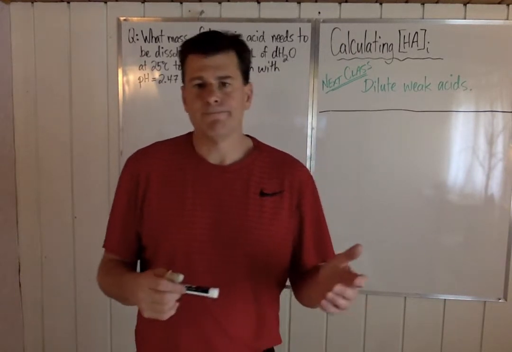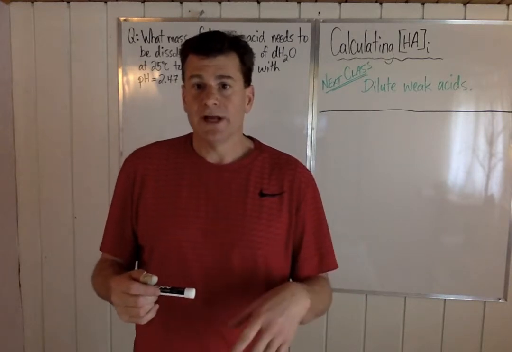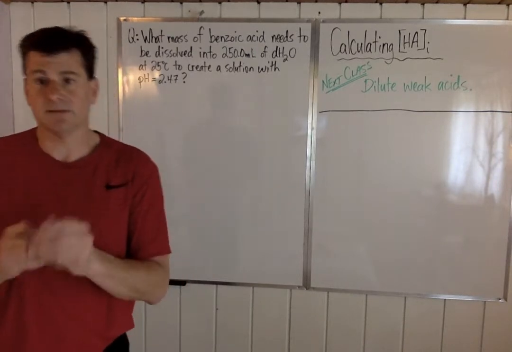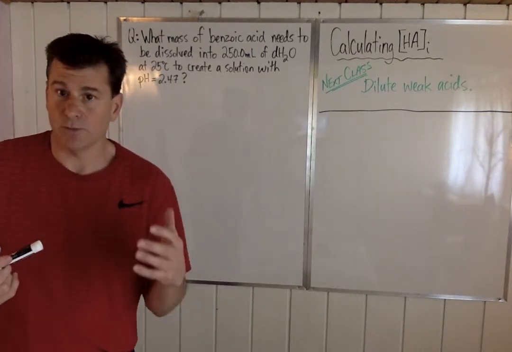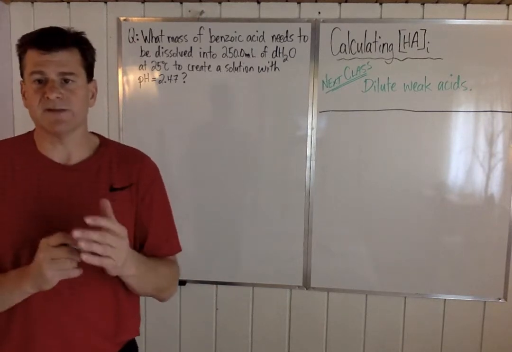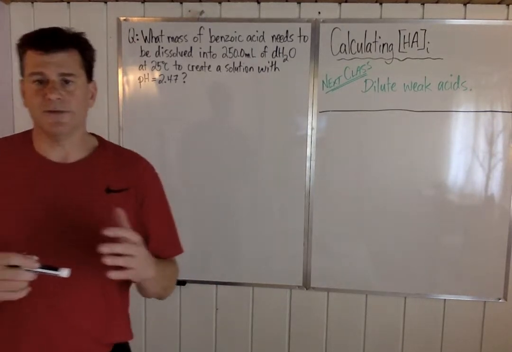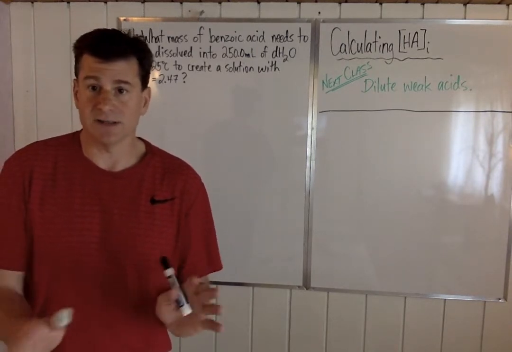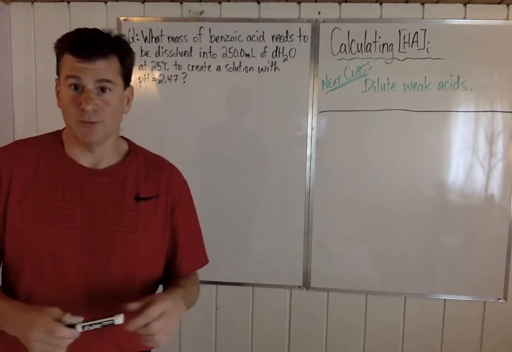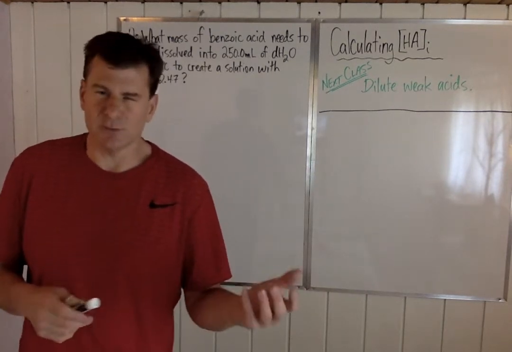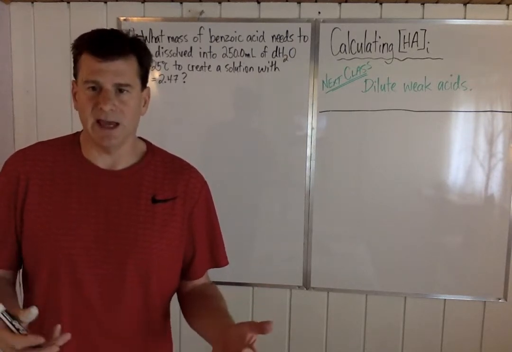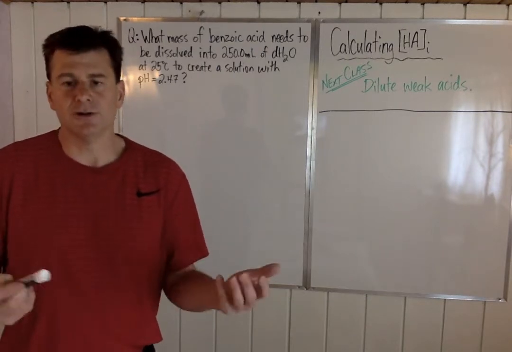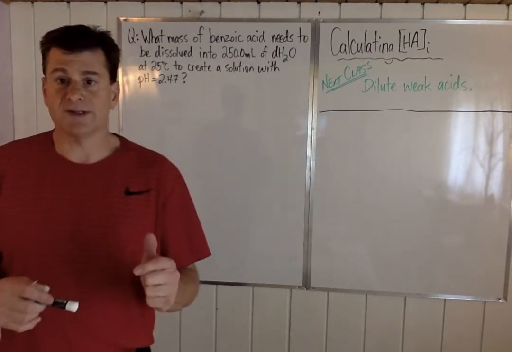The question's already up on the board, so let's go to it. The question says, what mass? I didn't even ask what's the initial concentration. What mass of benzoic acid needs to be dissolved into 250 mL of distilled water? Pure water hasn't got any contaminants in it. It's just plain old pure water at 25 degrees, and that's key. 25 degrees means we're able to use the Ka of benzoic acid off the table if we need to, to create a solution with a pH of 2.47.